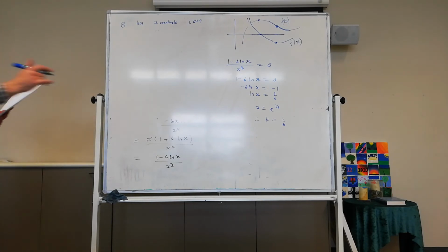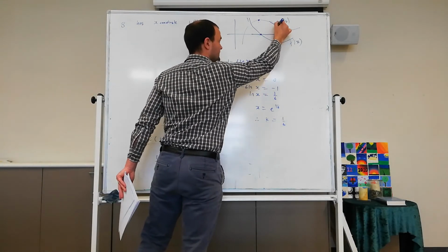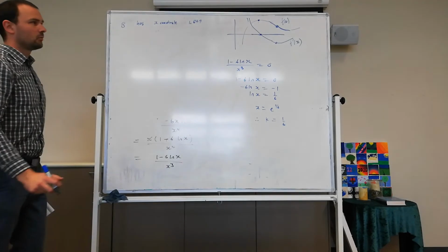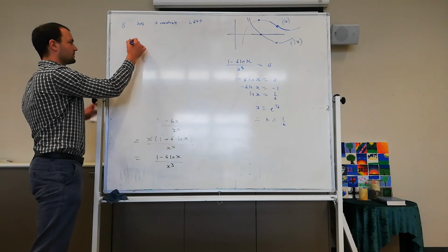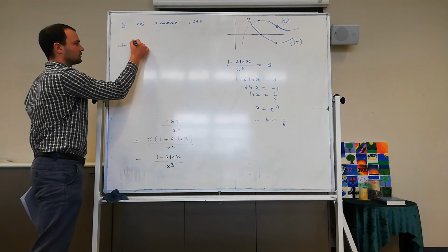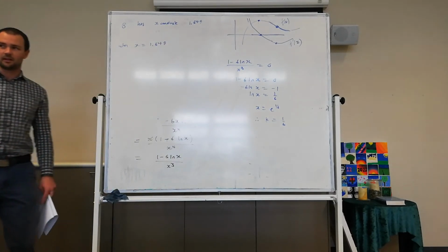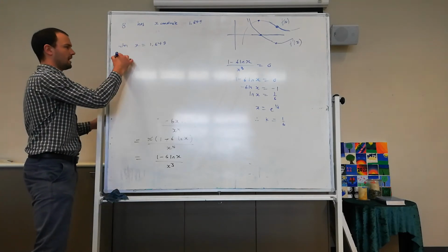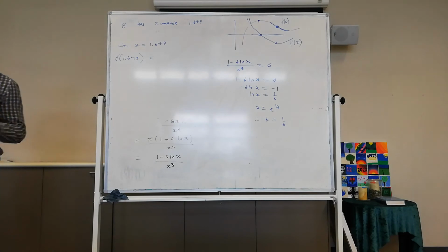We've already got it. It's the same x coordinate. These have the same x value. We just need to know what is the y value when x is 1.649. And so to answer this, we're putting it into the original function. We're asked for f of 1.649, and we'll just plug that in.